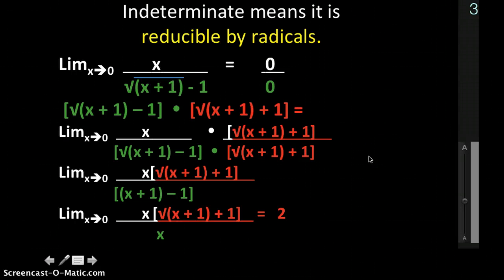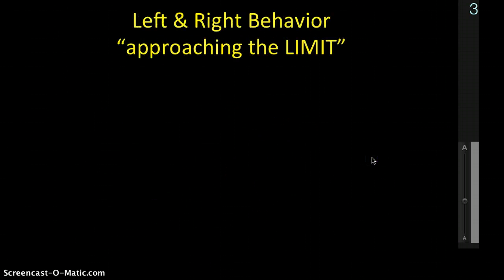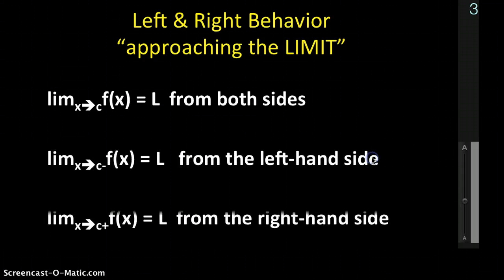So this is the way to reduce by radicals in kind of a combination. It isn't conjugate pairs, but it's like it. And then I want to emphasize again the left and right hand behavior. When this little negative sign is in the exponent on this letter, or it's positive on it, that means from the right side, and this means from the left side.